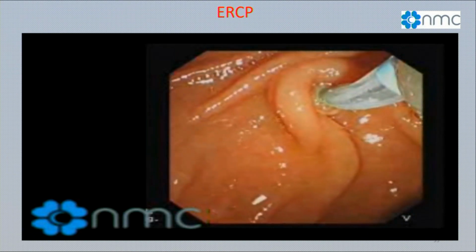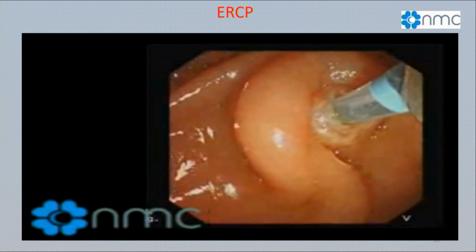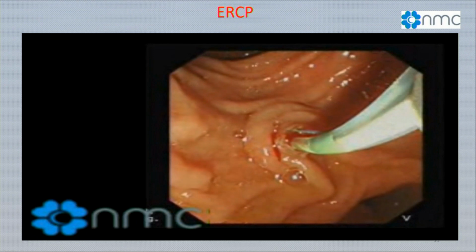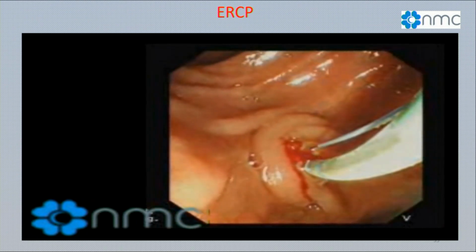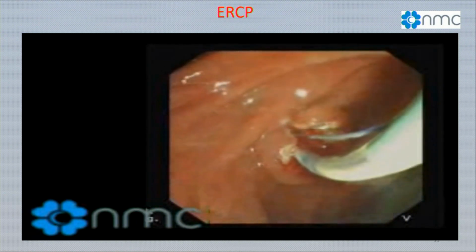So this is the cannulation. This is the papilla. You are cannulating. You pass a small plastic catheter into the bile duct. Then you take a wire which goes across this, and you have fluoroscopy X-ray which tells us in which direction you are. Are you in the right duct?